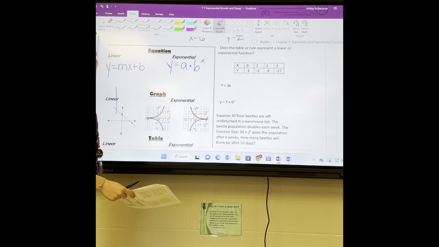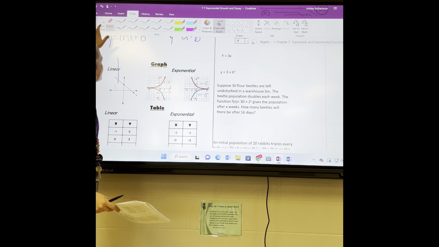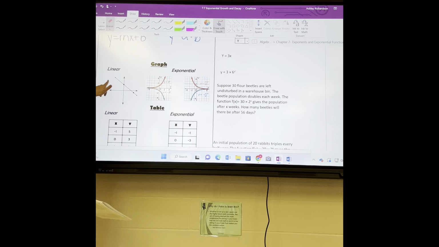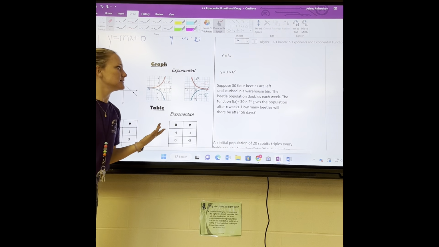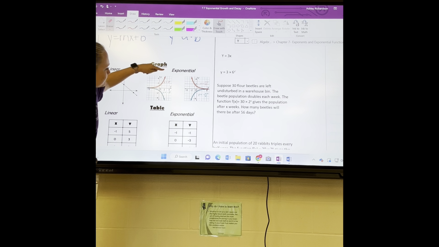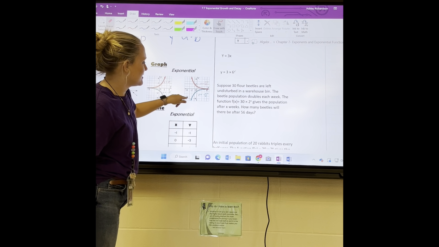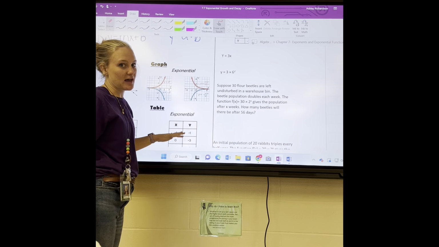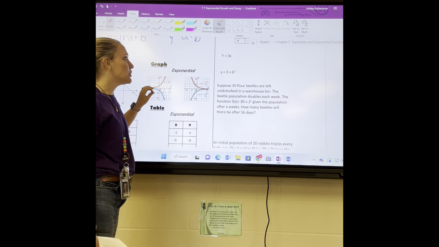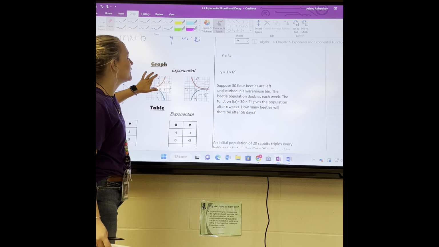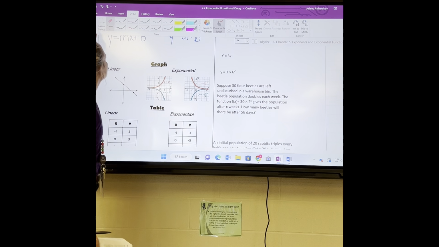Okay, so the graph of a linear function always makes a straight line. It's linear, it makes a line. Exponential functions have these curves to them. And we'll get more into that later. But you can recognize them by this curve feature that they have. So if there's a curve like that, you know that your formula would have an exponent in it.